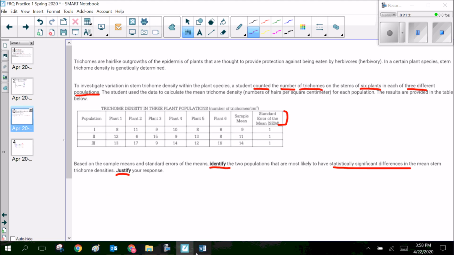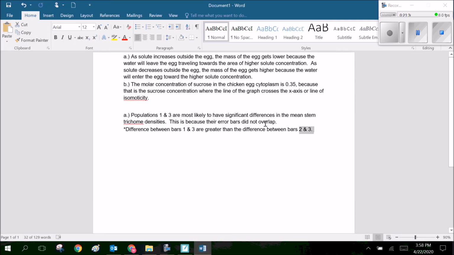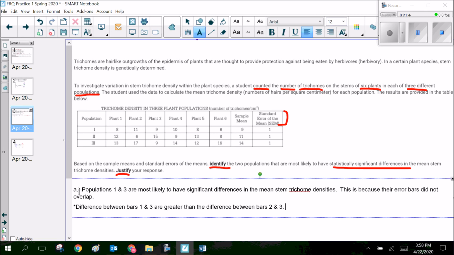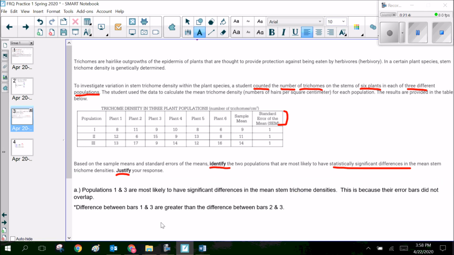I believe we also did that one, yep, so we went ahead and came up with that answer as well. I'll just paste it in, and voila, there you go. Populations 1 and 3 are more likely to have statistical differences in the mean stem trichome densities because their error bars do not overlap. The differences between bars 1 and 3 are greater than between bars 2 and 3.